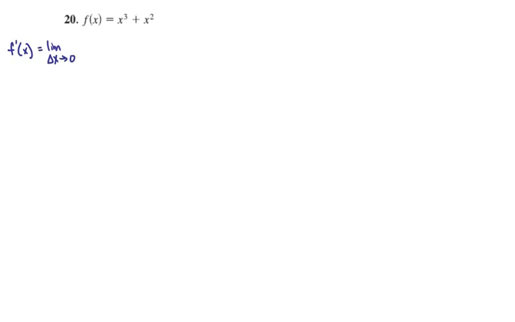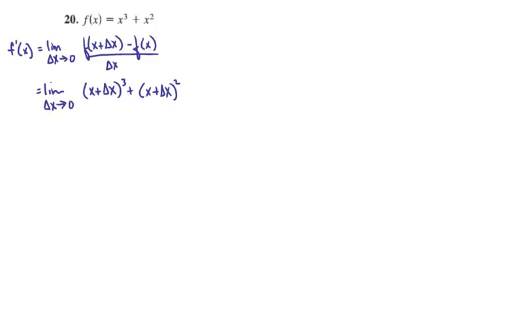And that is the limit as delta x approaches 0 of f of x plus delta x minus f of x, all over delta x. So when we go to plug in now, we have the limit as delta x approaches 0 of (x plus delta x) quantity cubed plus (x plus delta x) quantity squared. And of course that's minus the quantity x cubed plus x squared, which is f of x, all over delta x. Now we've already seen how to do the (x plus delta x) quantity squared.